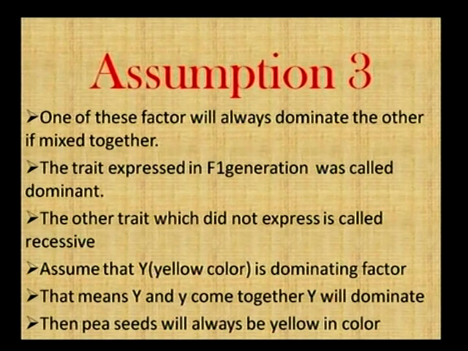And the third assumption: one of these factors will always dominate the other if they mix together. The trait expressed in the first generation was called the dominant trait. The other trait which did not express is called the recessive trait. Friends, assume that capital Y yellow color is the dominant factor. That means when capital Y and small y come together, Y will dominate. Then the pea seeds will always be yellow in color.